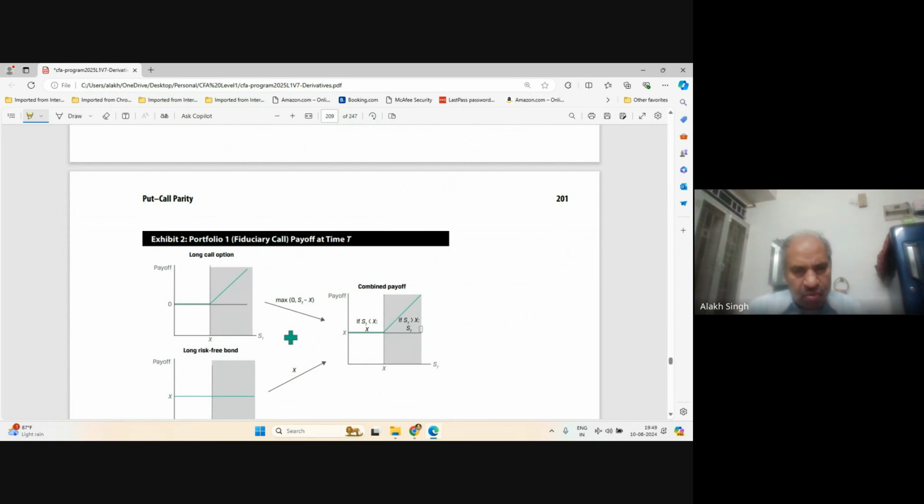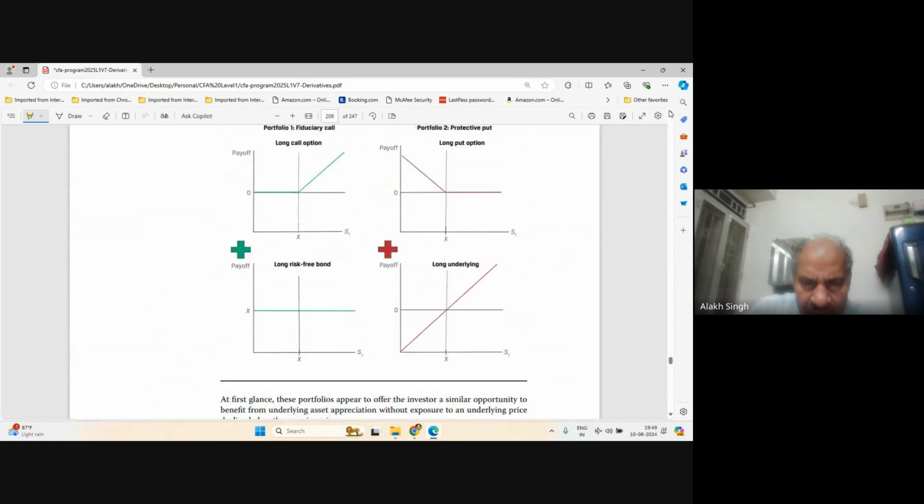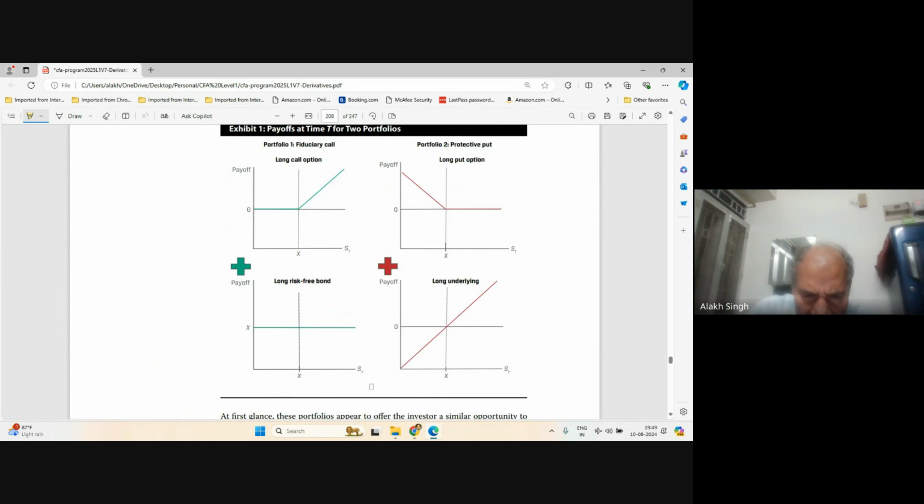Now we go to the put. Does it give the same? If it gives the same payoff, then we will say that yeah, both are equal. So what has he bought? He has bought the underlying. The underlying can be zero when the company closes, and it is a linear function. As the stock price goes up, the payoff goes up like that, and it starts from zero.